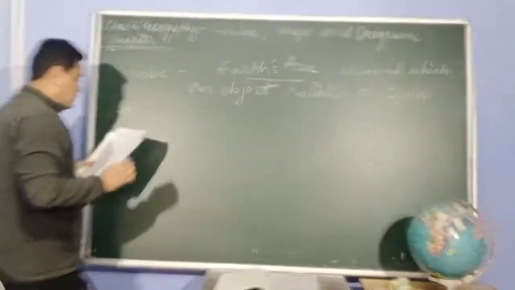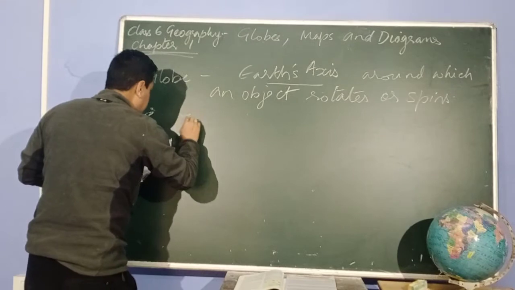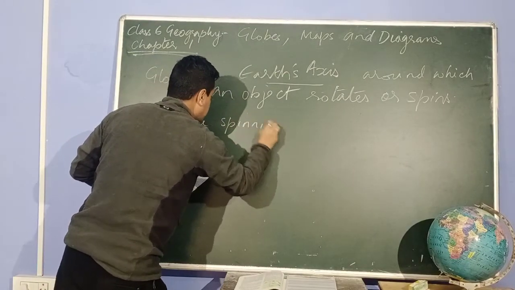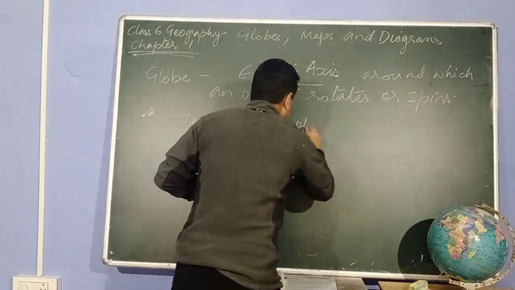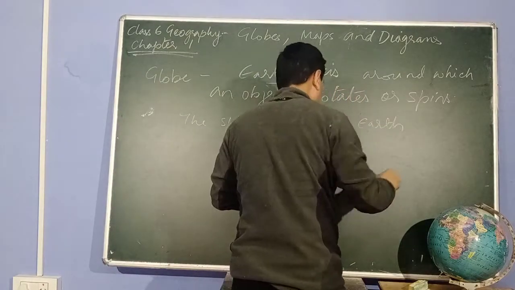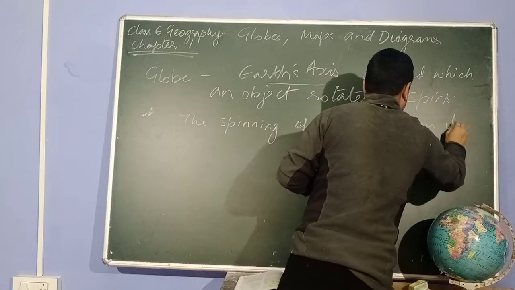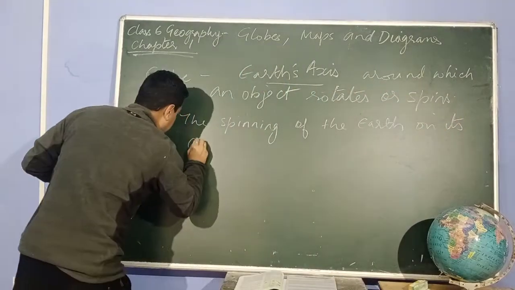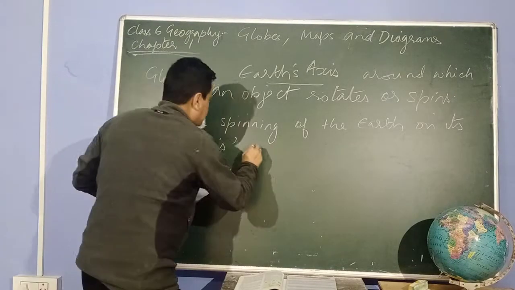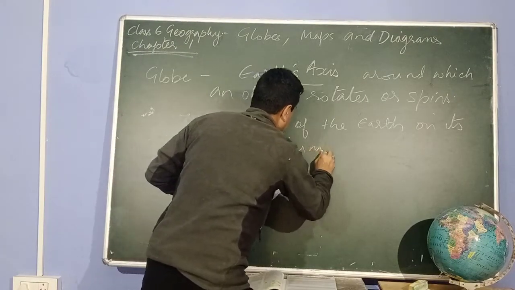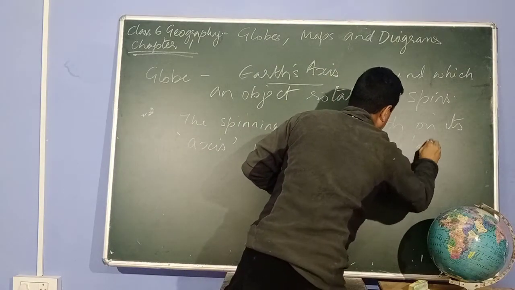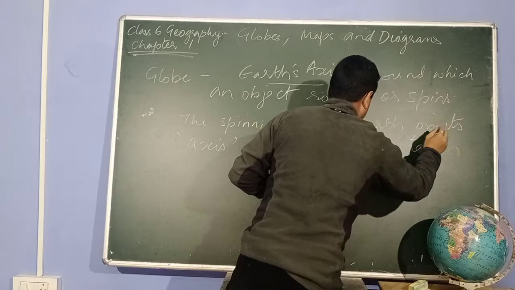Now, I am going to write something on the blackboard. The spinning of the Earth on its axis, and giving quote and unquote, is termed as rotation. R-O-T-A-T-I-O-N, rotation.